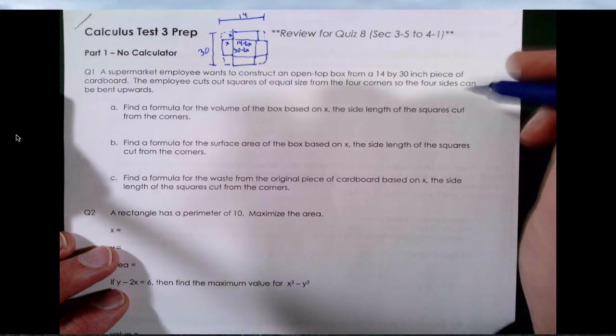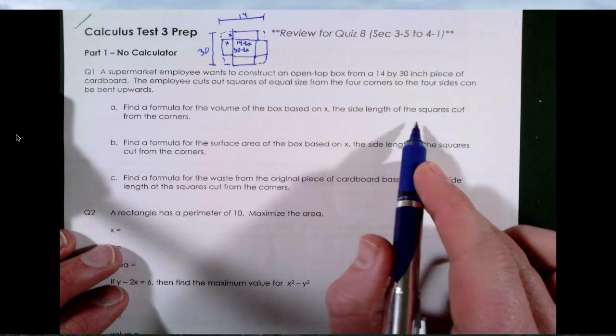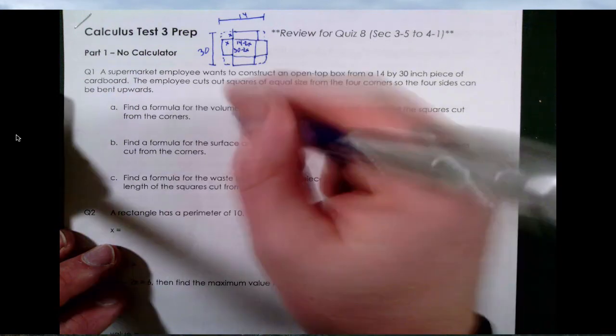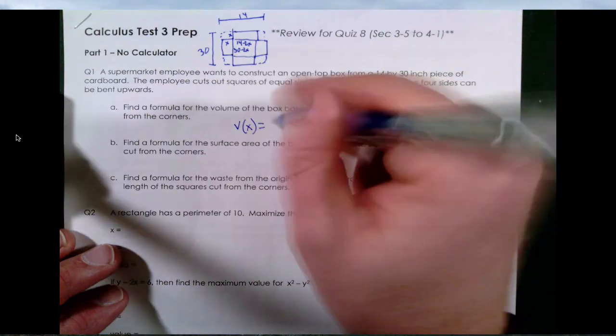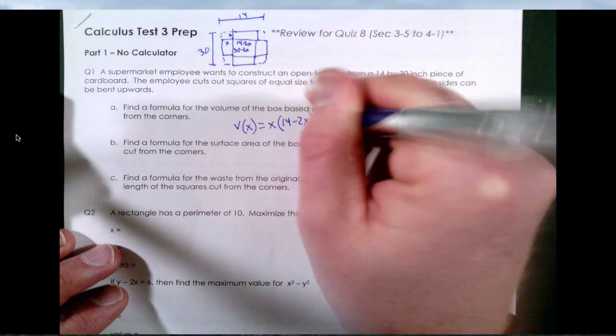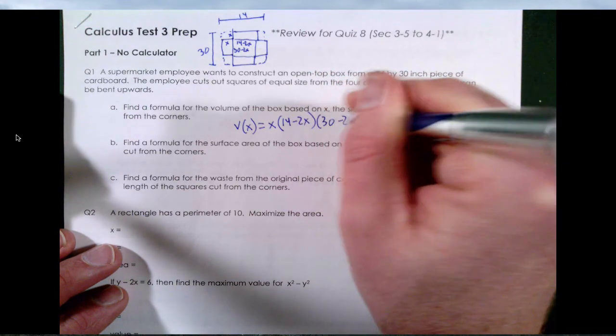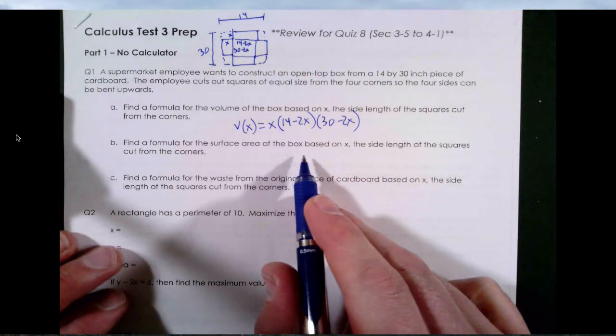All right, find a formula for the volume of the box based on x, the side length of the squares cut from the corner. So the volume is going to be length times width times height. In this case, it's x times 14 minus 2x times 30 minus 2x.